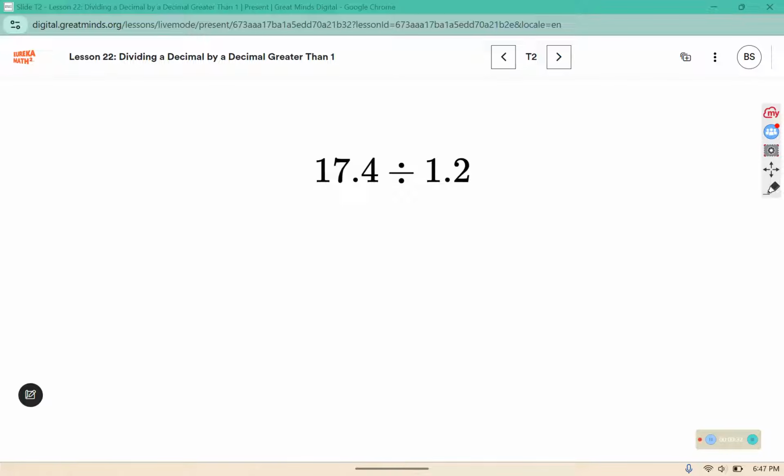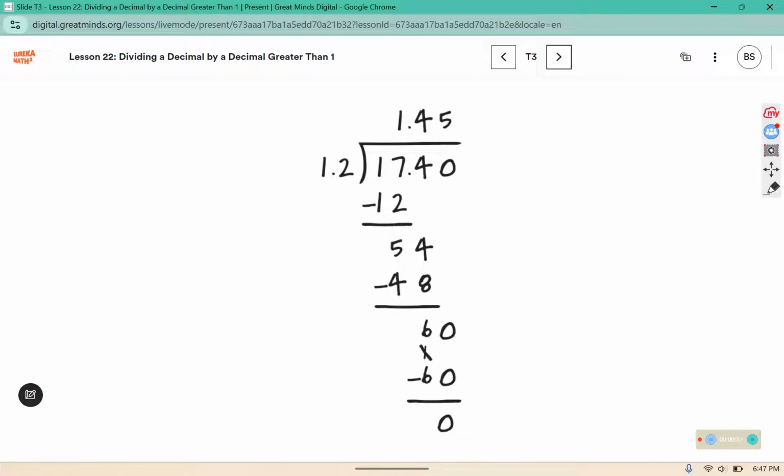Ryan divides 17.4 by 1.2. His work is shown. Does Ryan's answer make sense? Well, let's think about it. This says that 1.45 sets of 1.2 would make 17.4.